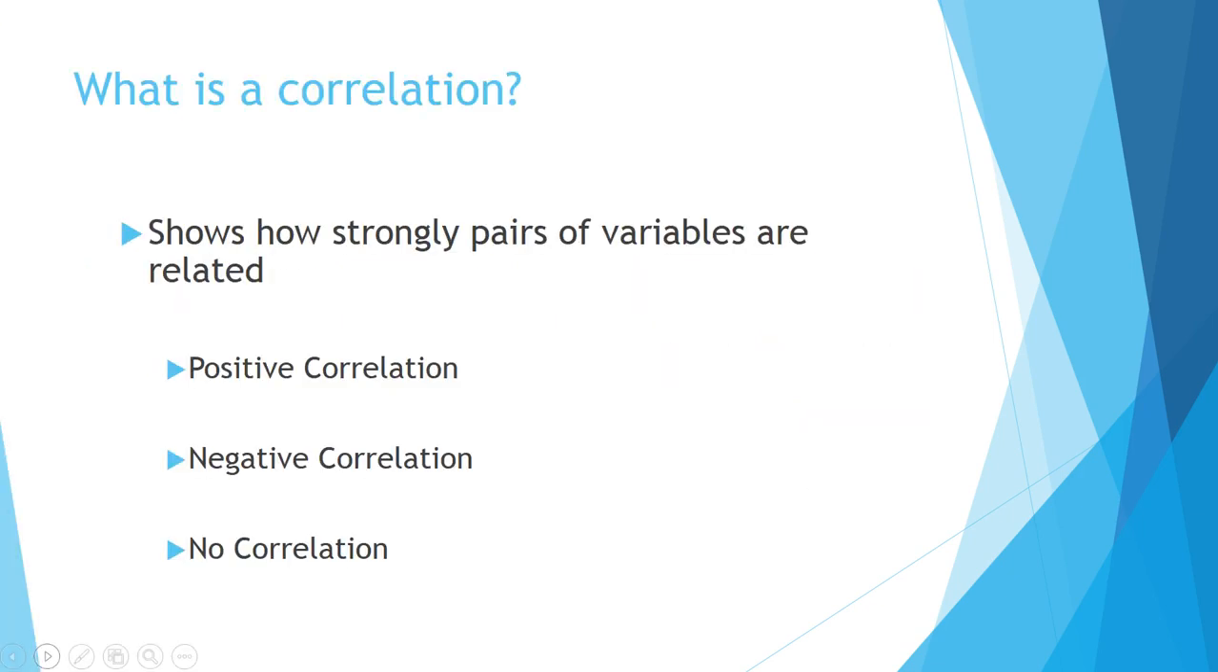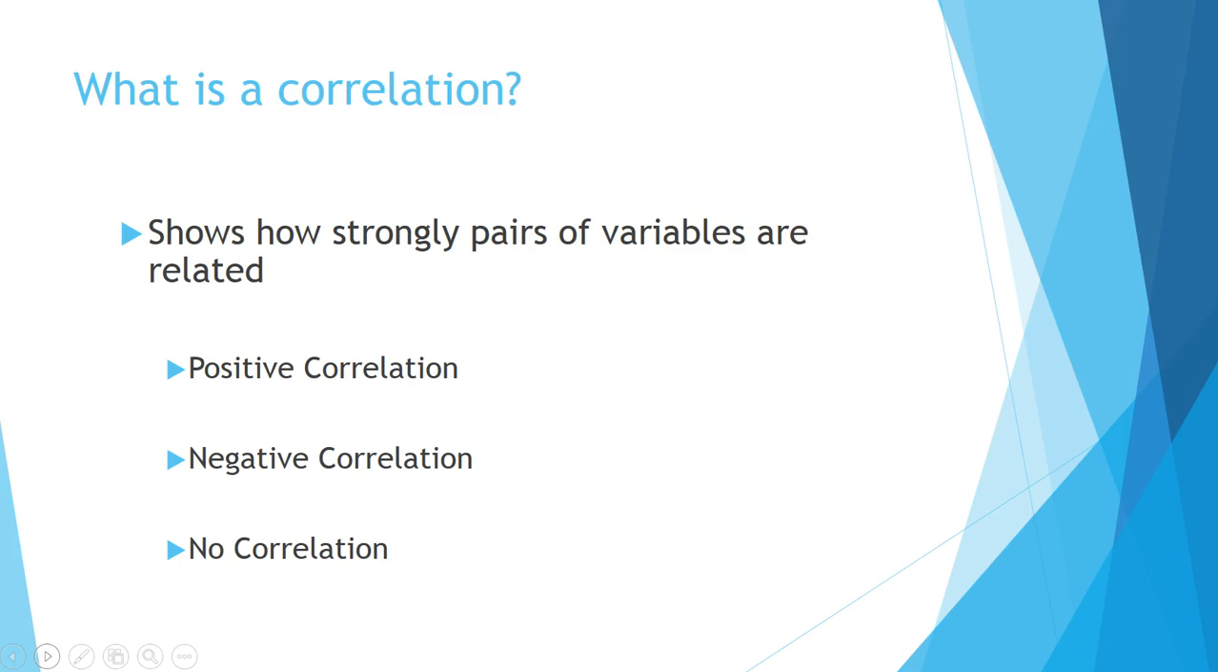A correlation shows how strongly pairs of variables are related. Some common examples you hear about are height and weight. So as you grow and get taller, you tend to get heavier. Also, age and shoe size is a pretty common correlation. As you get older, your shoe size changes.